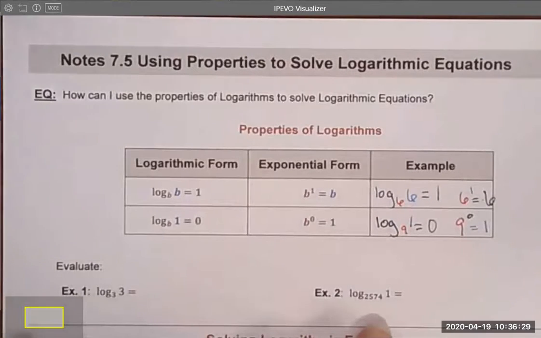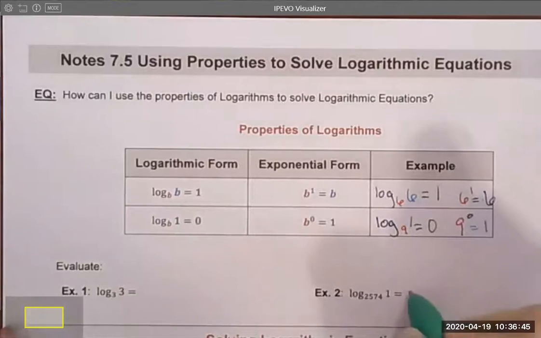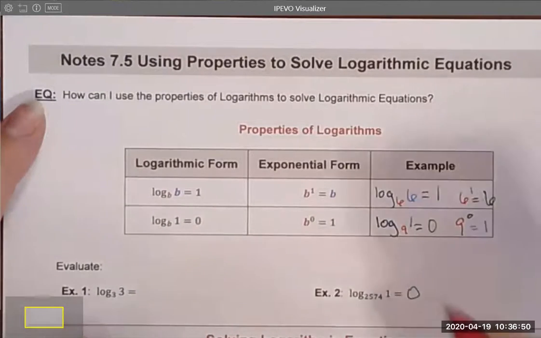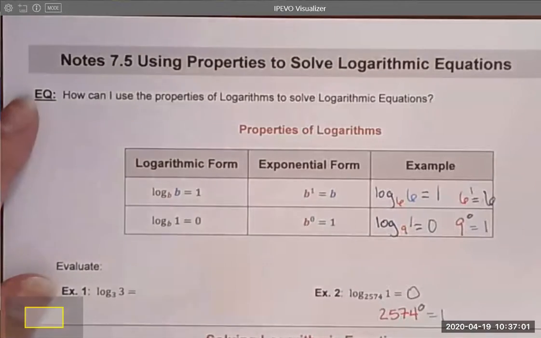If I look at these examples down here, I'm not going to do all the examples in this lesson just because I think some of this is pretty straightforward. I'm going to skip to example 2. Because this is 2,574 to some power equals 1, I know that power has to be equal to 0. If I write it out in exponential form, sometimes that's easier to make sense of: 2,574 to the 0 power is equal to 1. So as I said, those are pretty straightforward. Let's move on to something a little bit more interesting.